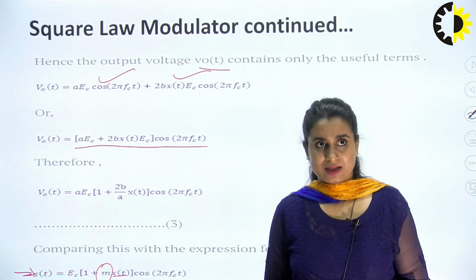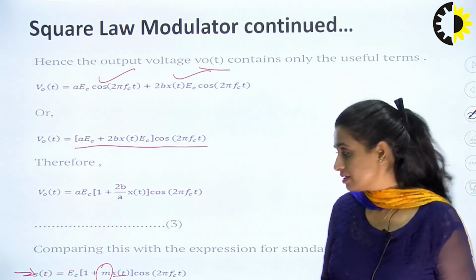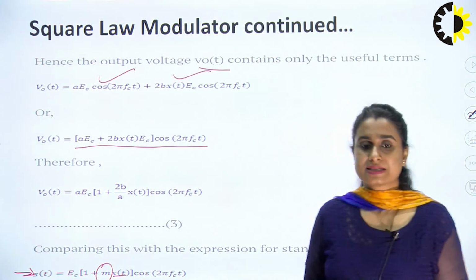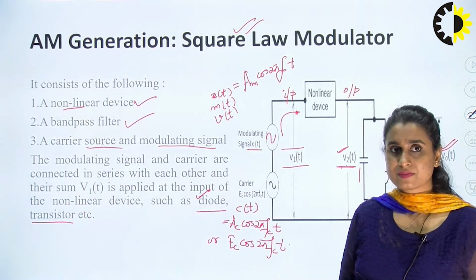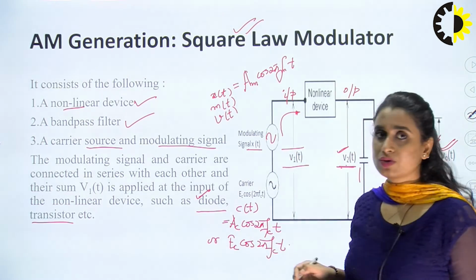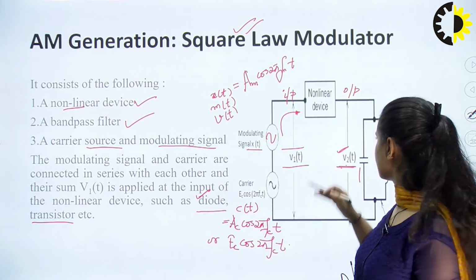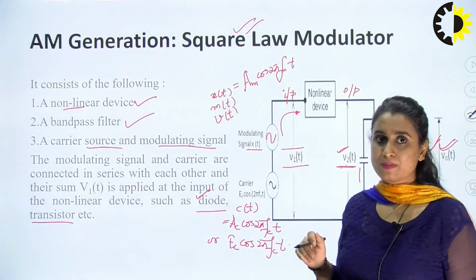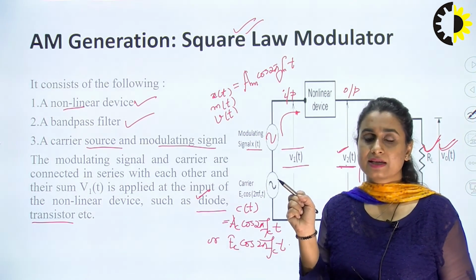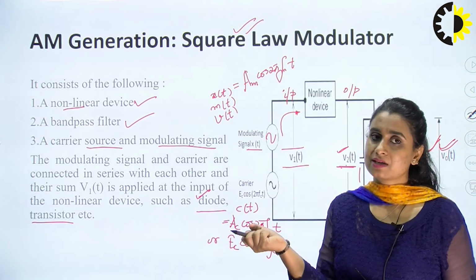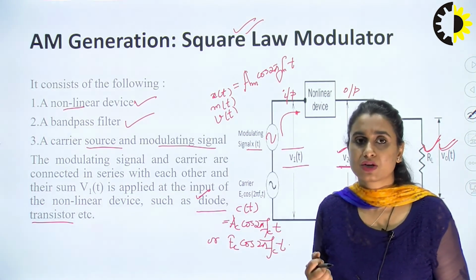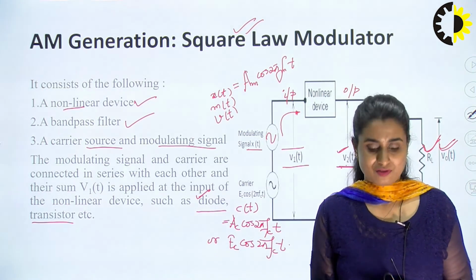So this is about square law modulator. Here we can see what we are doing. We are giving two inputs, my message and my carrier, and it passes through a nonlinear device and then passes through a band pass filter. We select the useful components and we reject the unuseful components, and finally what we get is my modulated waveform, right?